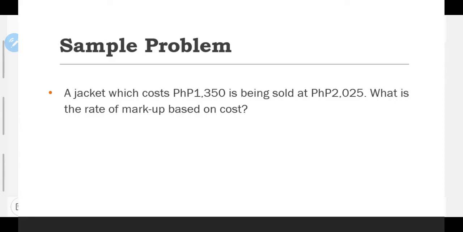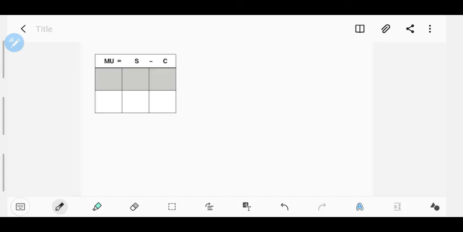Okay, so ito naman ay sample problem number 2. A jacket which costs 1,350 pesos is being sold at 2,025. What is the rate of the markup based on the cost? Isa lang hinahanap natin. So, tingnan muna natin ang given. Ang given natin, meron tayong cost, which is 1,350. And then meron tayong selling price of 2,025. Ang hinahanap natin ay markup rate.